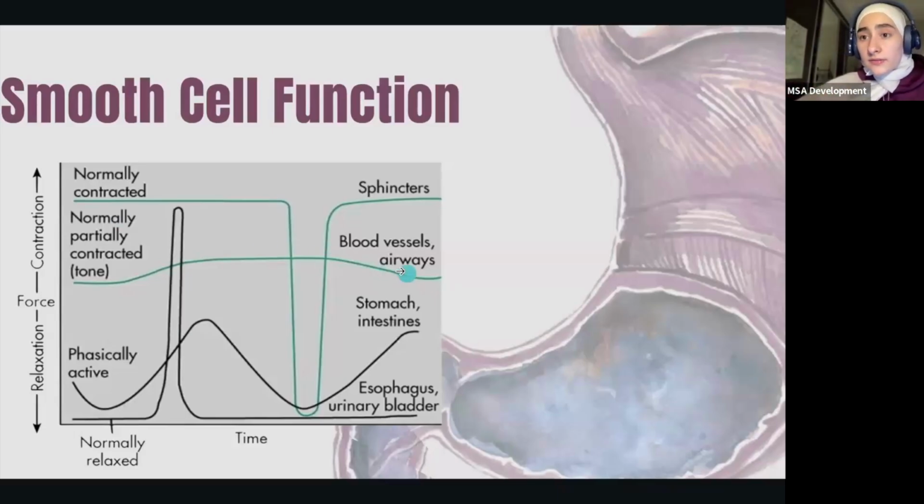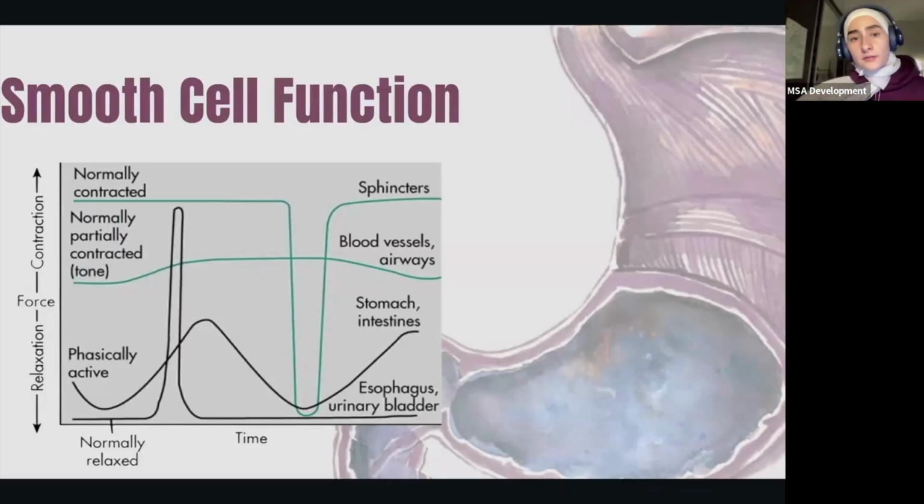And then you have some cells that are always contracted, and you see this in your sphincters. For example, there's a sphincter between your esophagus and your stomach. The sphincter is always closed. Sphincters are there to always be closed. They only open for a short period of time to allow passage, and then they close again. The whole point of this is just you need to know that some smooth muscles are normally relaxed, others are normally contracted, and then you have what's in between, which is phasic, it opens and it closes, and you have partially closed.